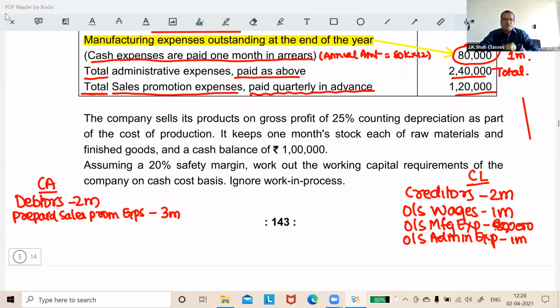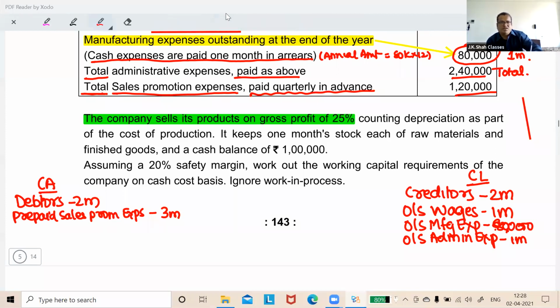Now the next statement, very important. What is the first part of the statement? It says that the company sells its product on a gross profit of 25%. Let's split it and read. I think you will be okay with this. Company sells a product on a gross profit of 25%. I hope you'll understand this process.